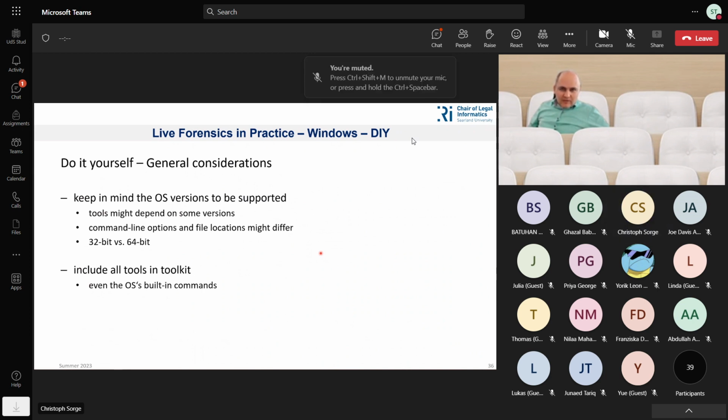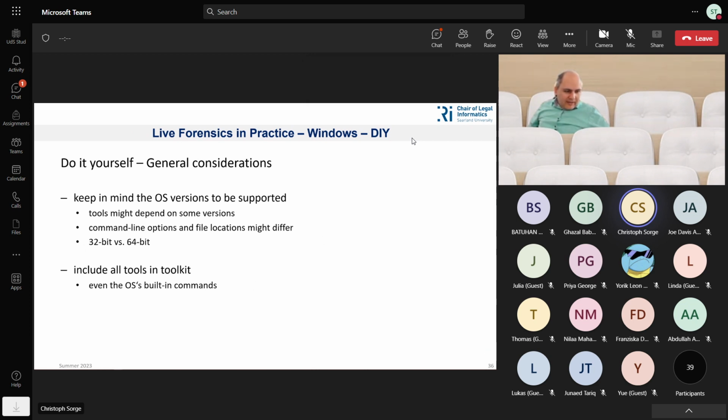If you want to develop tools to yourself, think of operating system versions, 32-bit, slowly dying out, but still existing versus 64-bit. And in your toolkit, collect all the tools that you need, including built-in commands from the operating system.